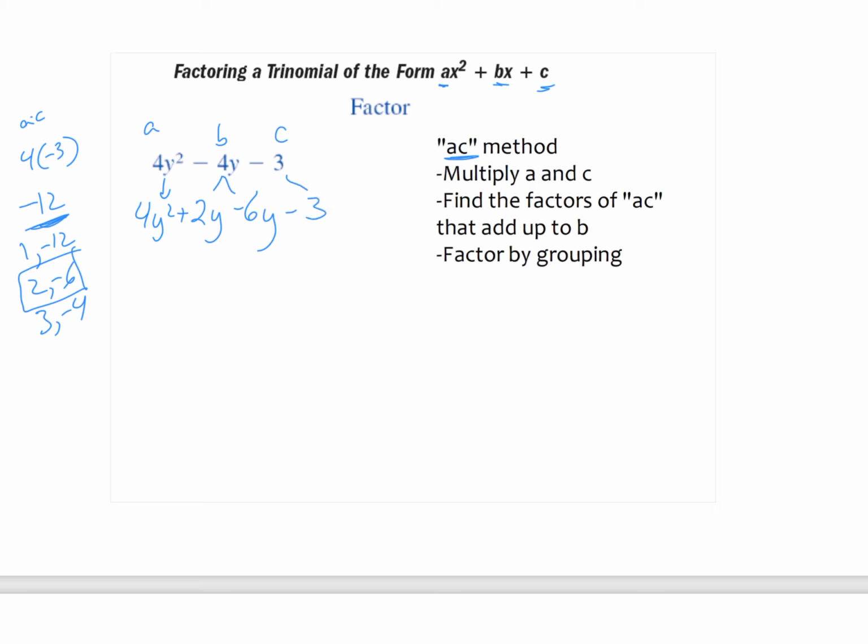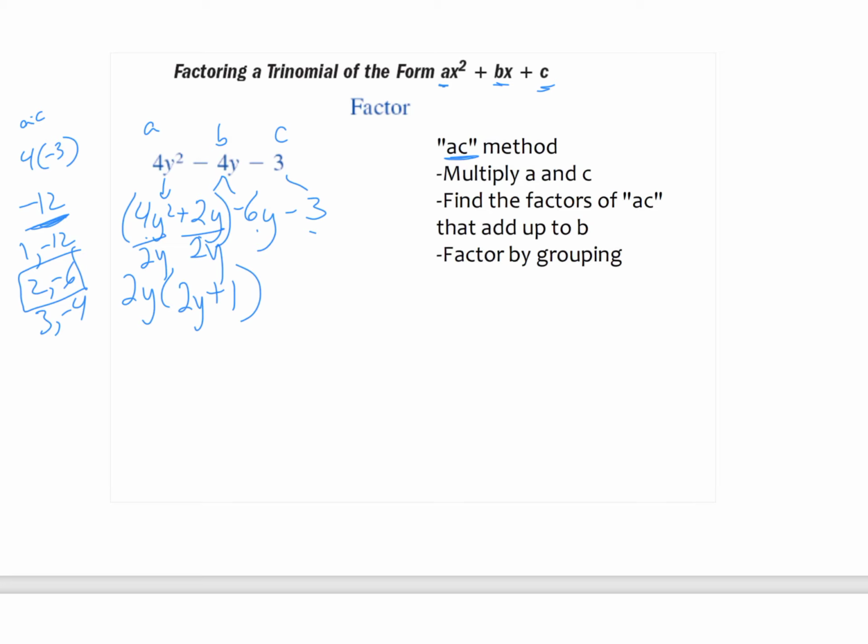And I'm going to do what's called factoring by grouping. Factoring by grouping is kind of like finding the greatest common factor, but instead of doing it for all 4 of the terms, 1, 2, 3, 4, I'm going to group 2 at a time. So 4y squared and 2y are both divisible by 2y, so I'll divide that out by 2y. And I'm left with 2y plus 1.